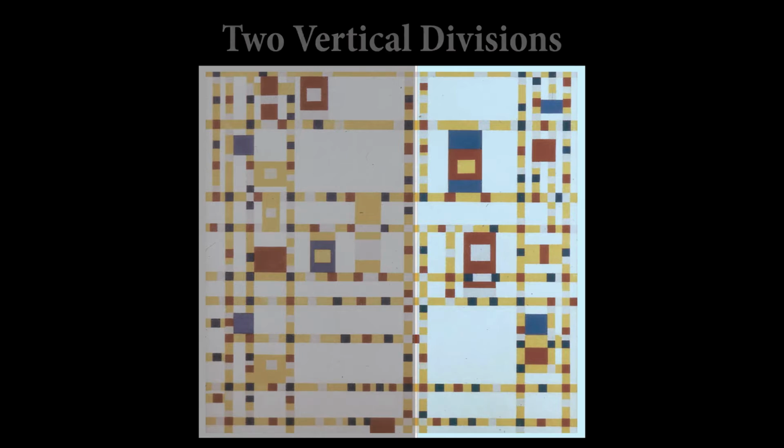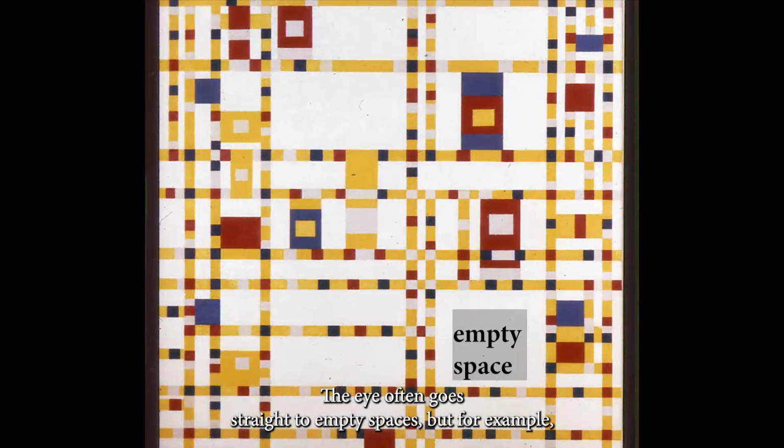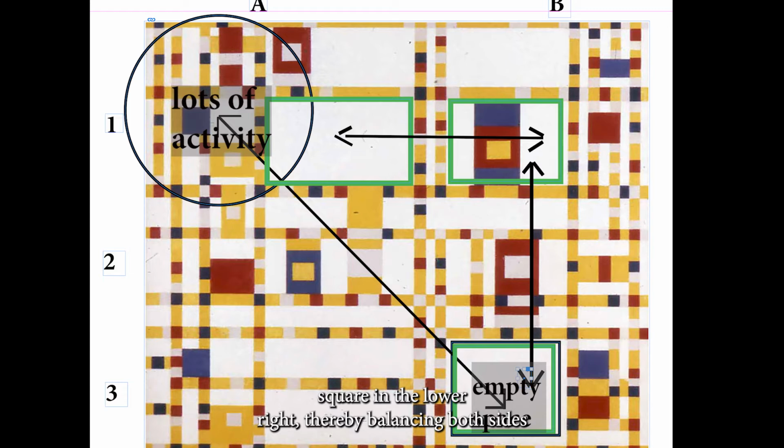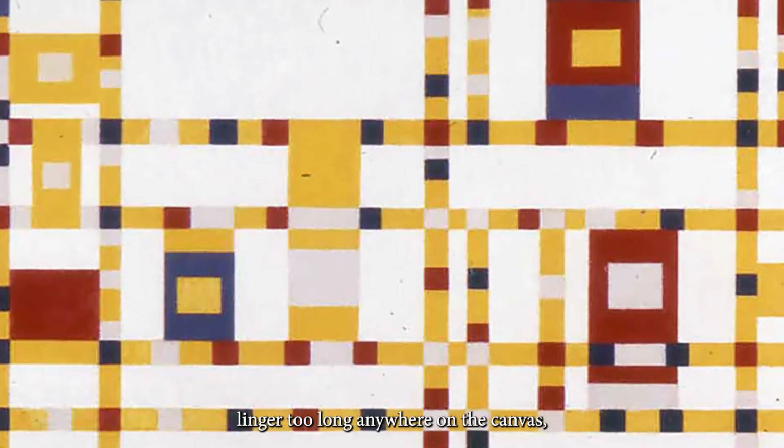The eye often goes straight to empty spaces, but for example, all that complex activity in the upper left seems to have enough weight to pull you out of the large white empty square in the lower right, thereby balancing both sides. And the same seems to be true of the areas I put green borders around. They counterbalance each other. By balanced, I mean that the eye doesn't linger too long anywhere on the canvas, but is encouraged by the form to keep roaming freely and rhythmically.